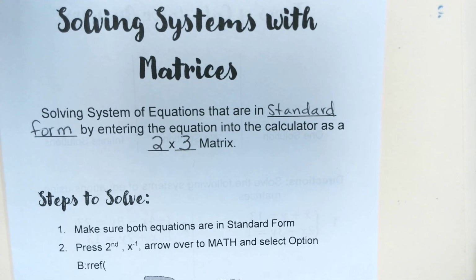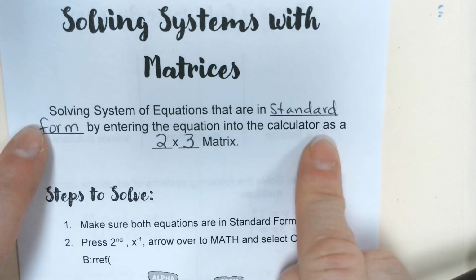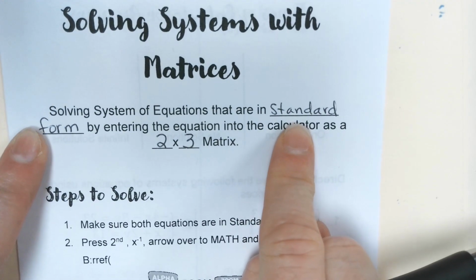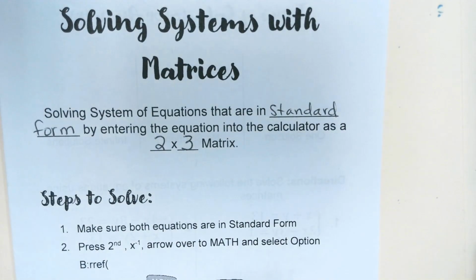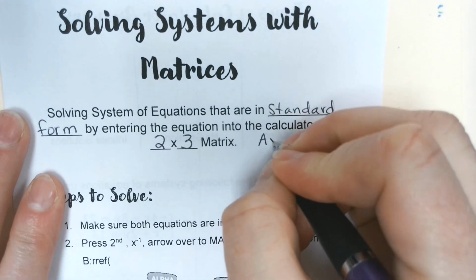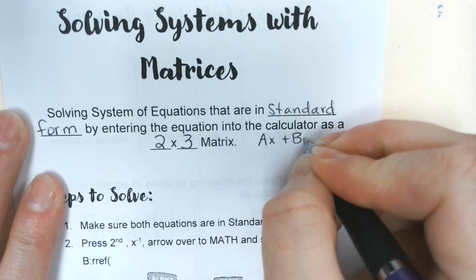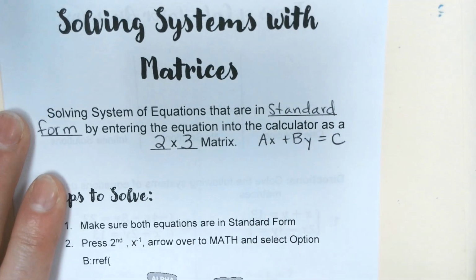We're going to solve systems with matrices. So it's going to be where the system is in standard form. So standard form is AX plus BY equals C.